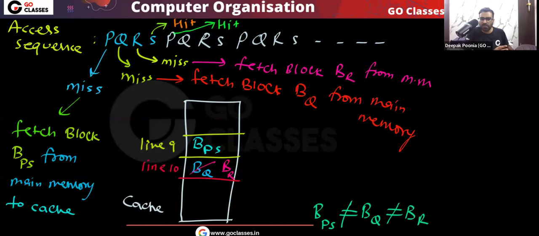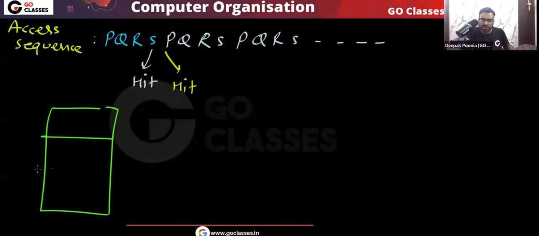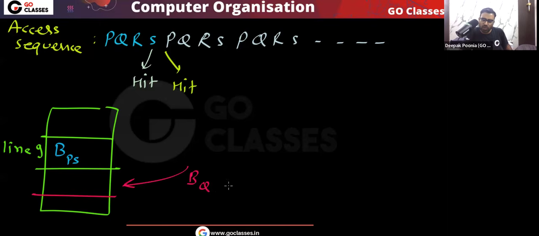I hope you understood the whole point. What is happening here? So you can easily see that for this S also there is a hit, and for this P also there is a hit. And remember one more thing, that no one will disturb P comma S. Do you agree with me? Because P comma S will map to line number 9. Like this is your line 9. See, here you will put the block containing P comma S. But notice one thing, that the block containing Q and the block containing R will map to line number 10.